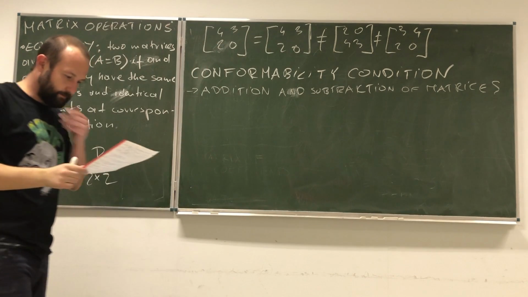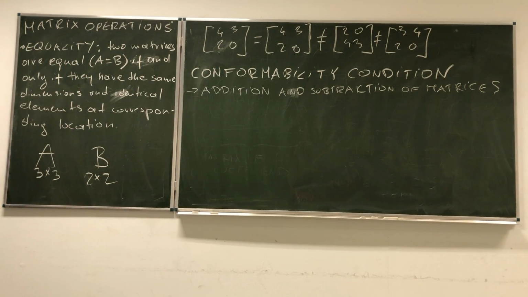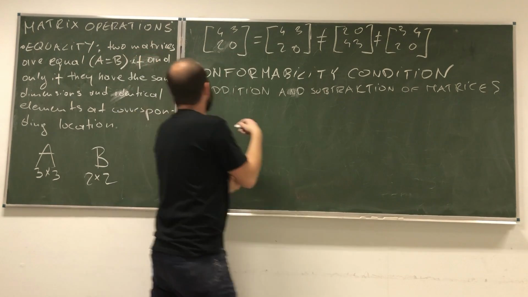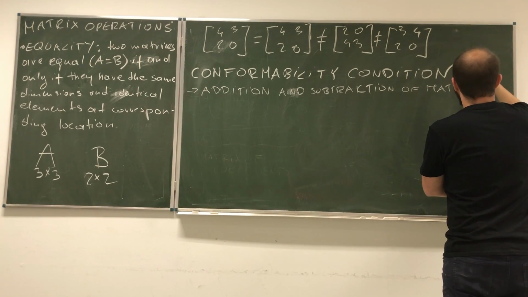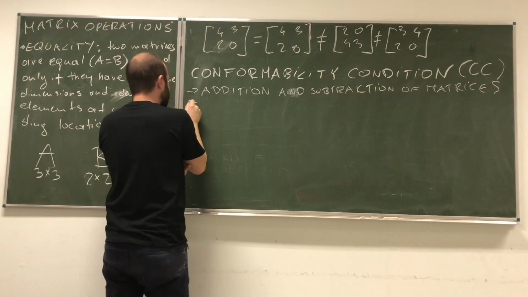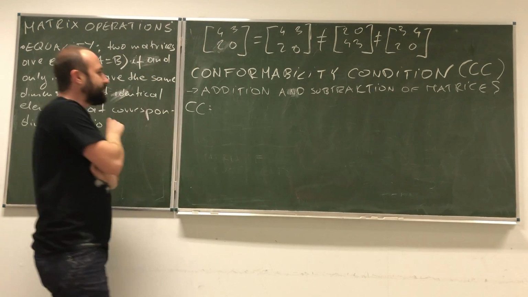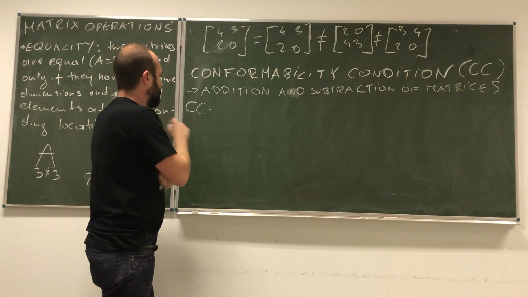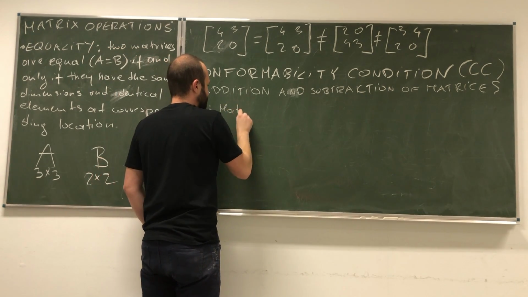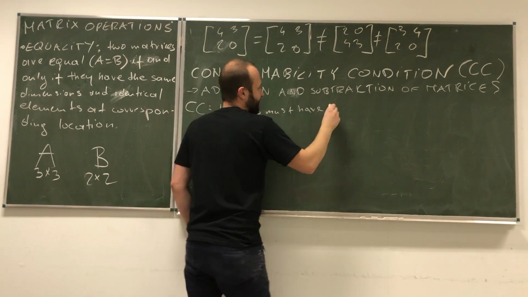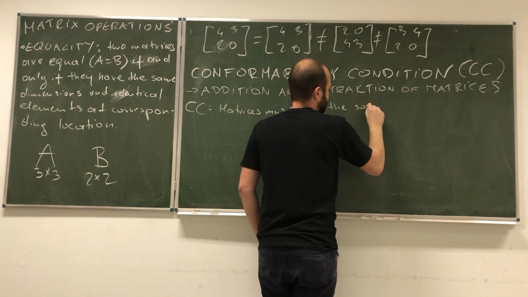Okay, so what are the conformability conditions in case of matrix addition and subtraction? Let's say that conformability conditions we will be denoting as CC. So CC, conformability conditions, in case of addition and subtraction for matrices are very simple. Matrices must have the same dimensions.